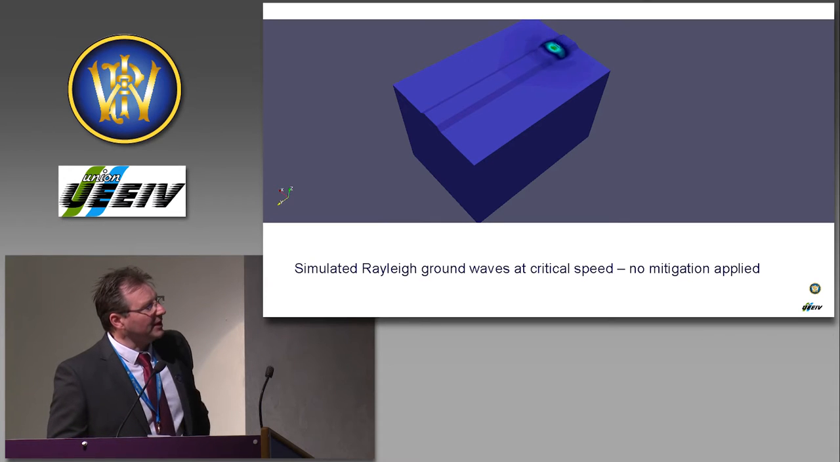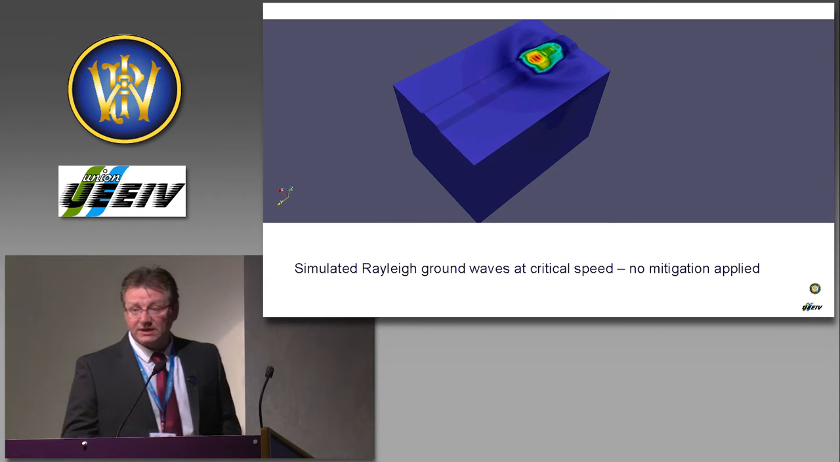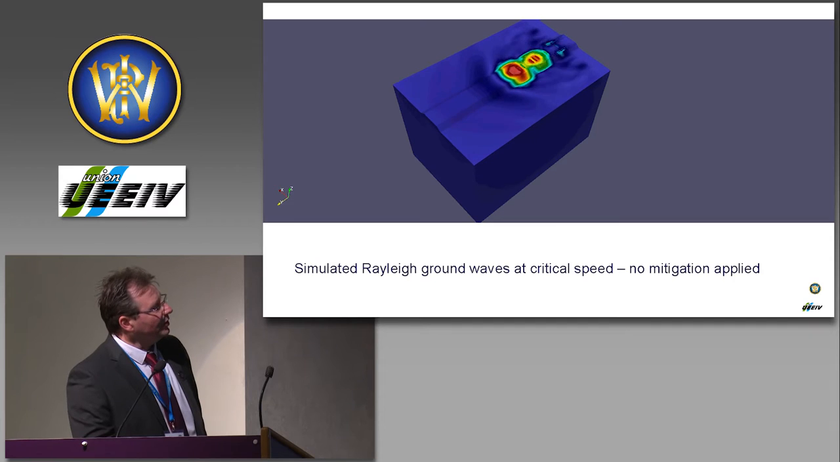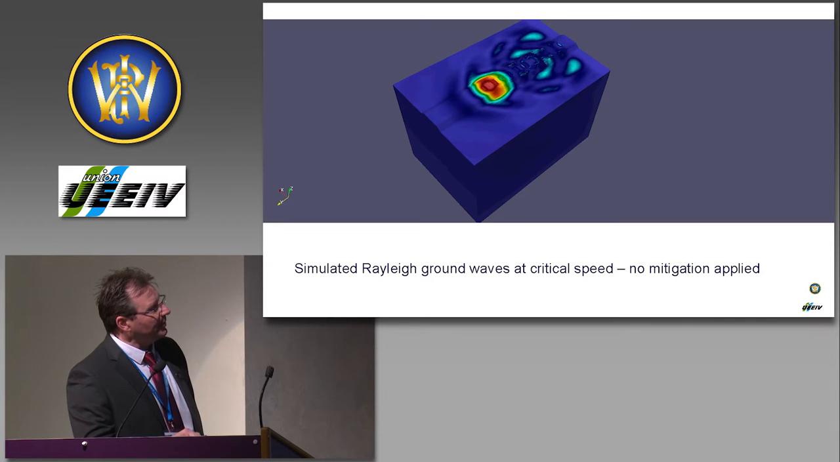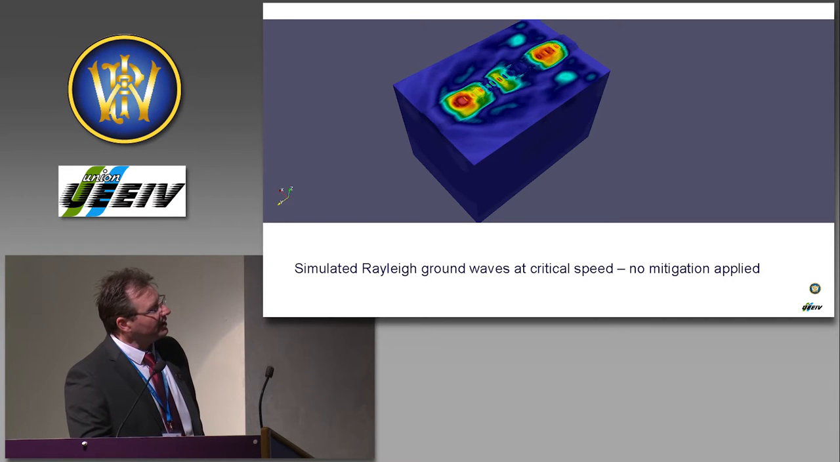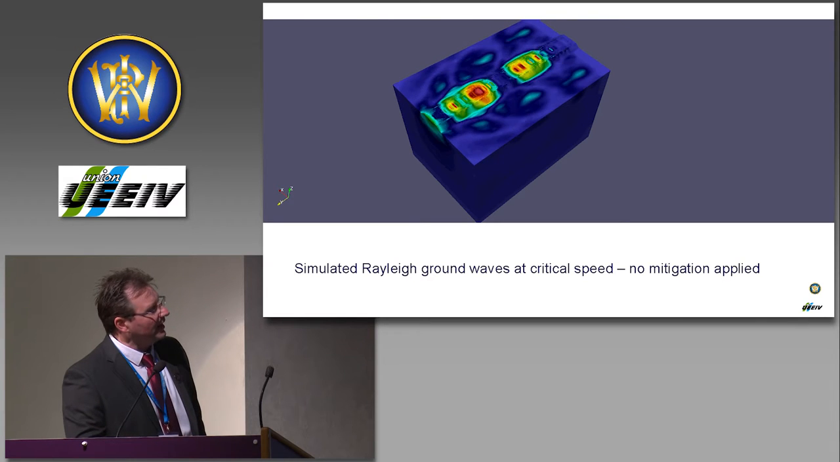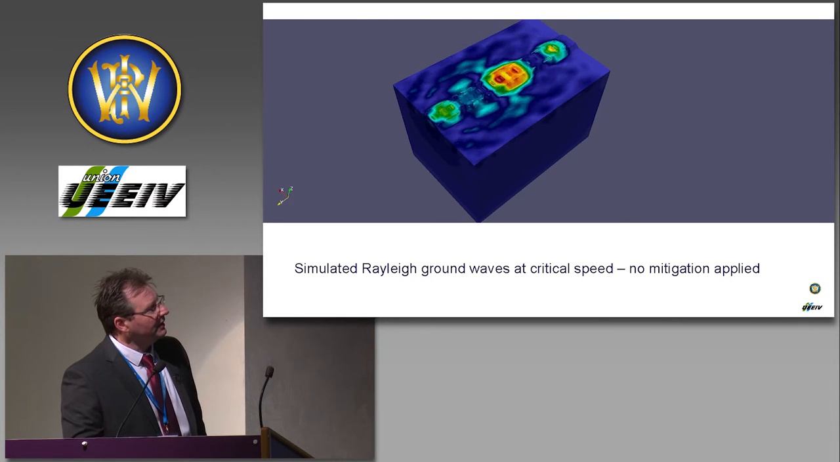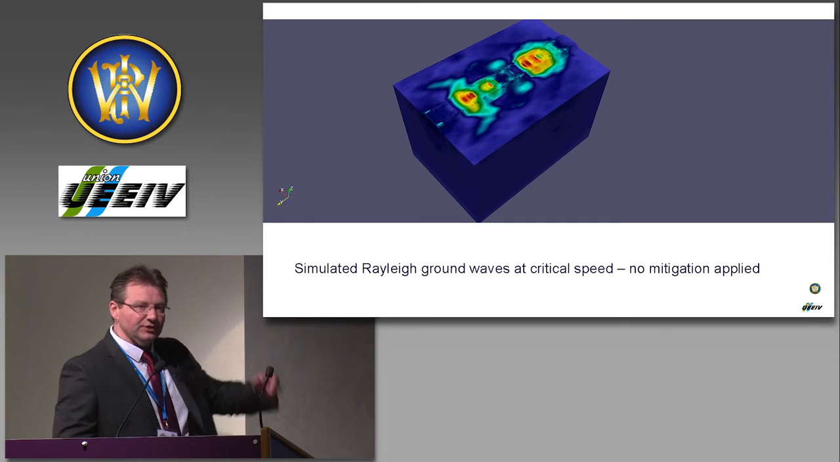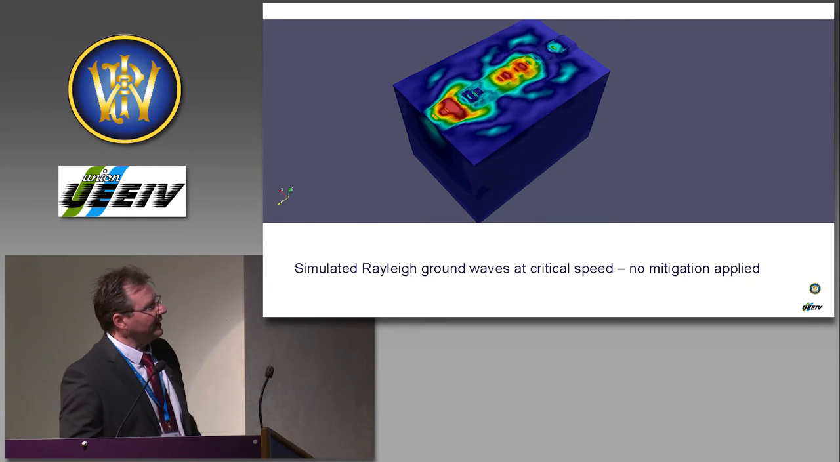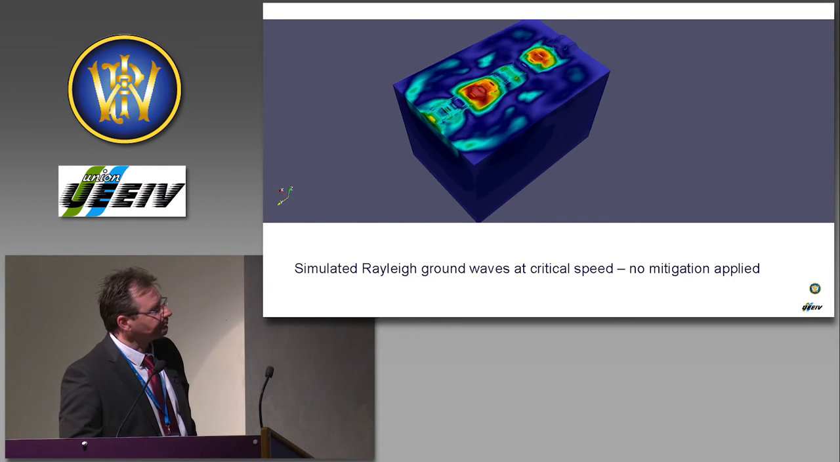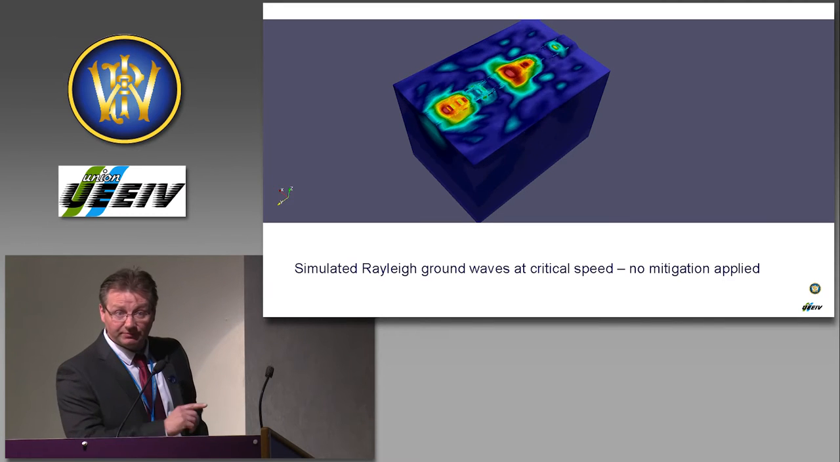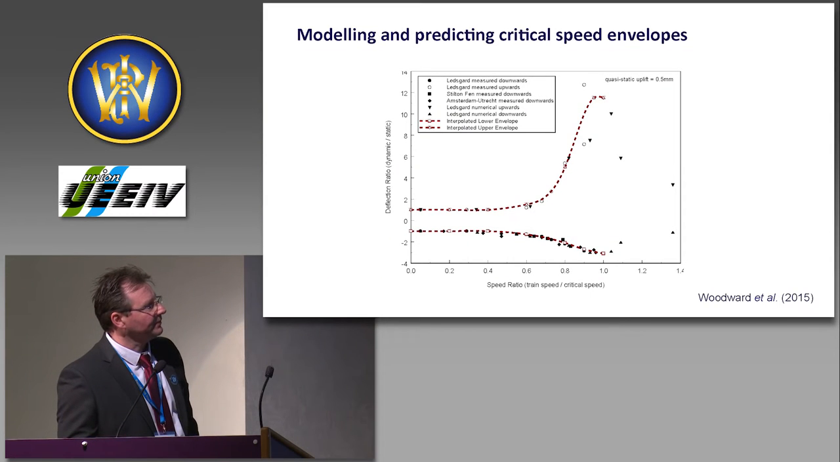So this is an animation of the Ledsgard site, and what you can see here, these are Rayleigh waves propagating outwards, and you can start to see the Mach cones here, as I define them as ground Mach cones coming out. And this is what gives you this kind of resonant behavior. And that's no mitigation. There's no mitigation applied to that.